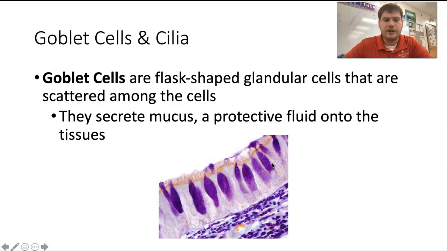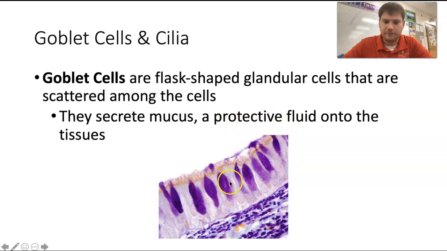All right, so we're going to talk about goblet cells and cilia. These are some features of pseudostratified and simple columnar epithelium. So goblet cells, if you know what a goblet is, it's kind of like a cup. Think of them as maybe getting rid of liquid. They secrete liquid called mucus, a protective fluid, onto tissue.